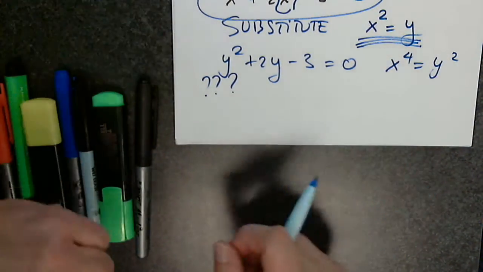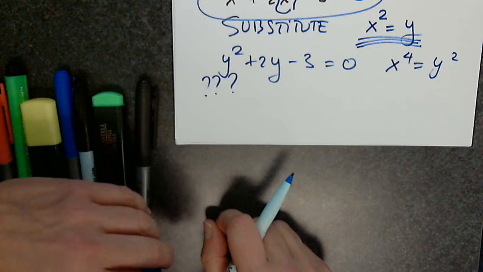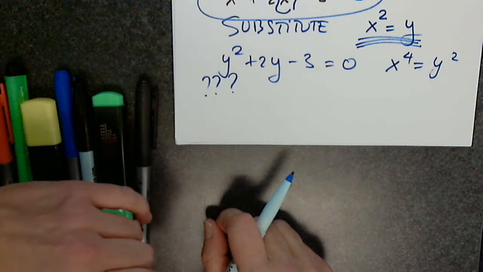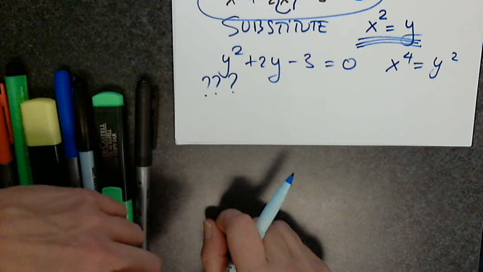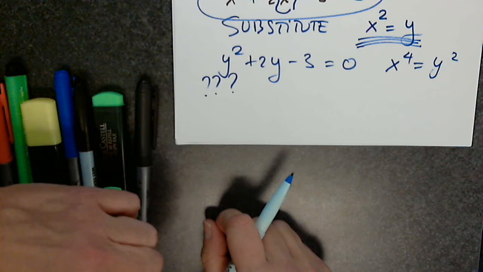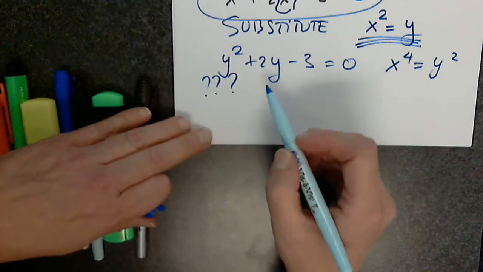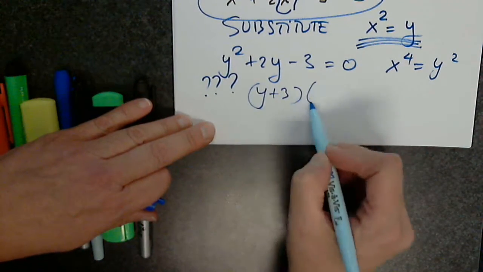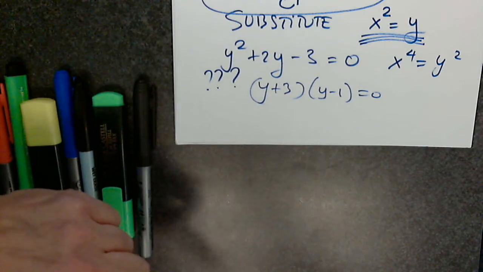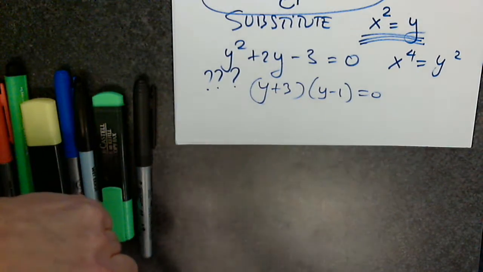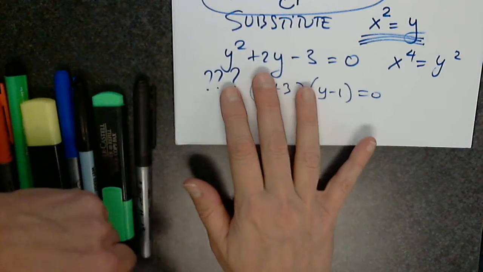So how do I factor y squared plus 2y minus 3? Y? Yes? So y outside times y plus 3, y minus 1. Very good. I already went through the strategy in my head. I cannot factor out anything from these 3 terms.